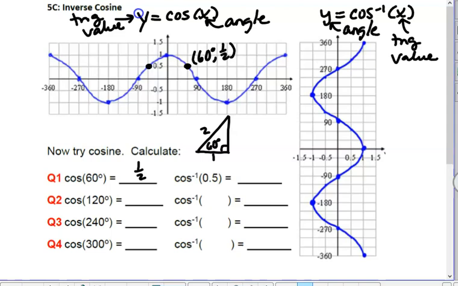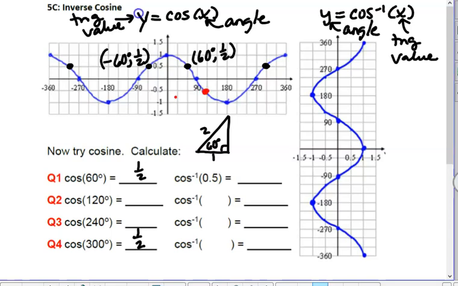Notice we have another angle just on the opposite side of the y-axis that is negative 60 degrees, 1/2, showing that cosine is an even function. Opposite inputs give me the same output. I can see over here that cosine of 300 also equals 1/2, and negative 300 also would equal 1/2.